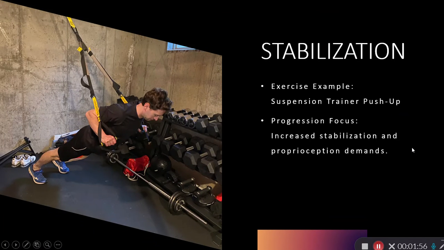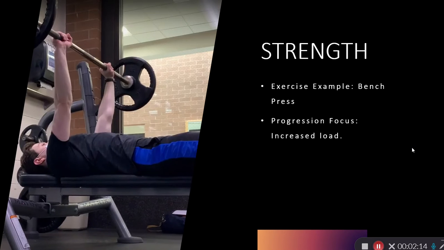So the first stage in the OPT model is stabilization. An exercise example for this would be a suspension trainer or TRX push-up. The progression focus in this particular stage is on increasing the stabilization and proprioception demands rather than on increasing the load. The next stage is strength with three different phases: strength endurance, hypertrophy, and maximum strength.